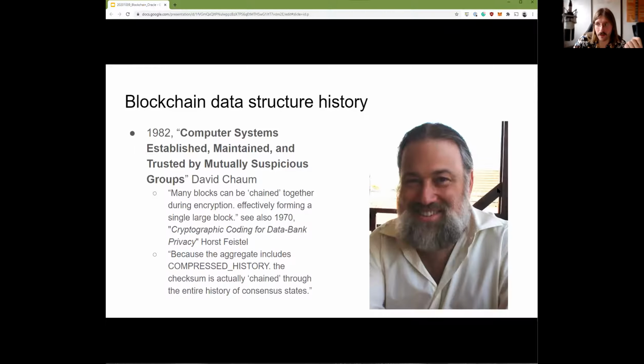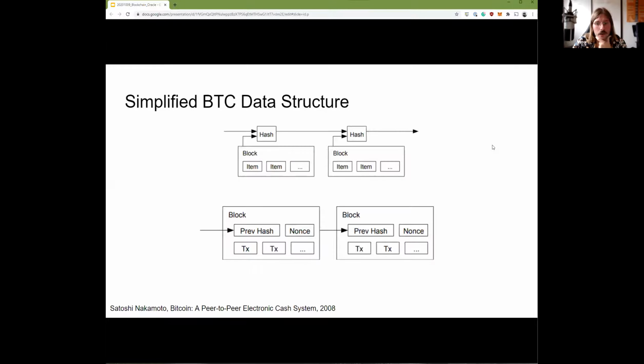Blockchain as a data structure, however, one might argue is even older than Bitcoin. And I like to say it's maybe as old as the 80s or the 70s potentially. So in the 80s, we have the dissertation by David Chaum, "Computer systems established, maintained, and trusted by mutually suspicious groups." Very active person in the whole blockchain and cryptography sphere. And here he already talks about concepts of chaining checksums together. Yes, and one could say this is the core idea of a blockchain, because how does the blockchain data structure look in a simplified view?